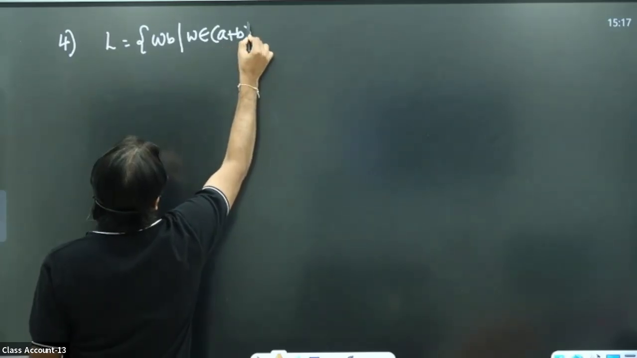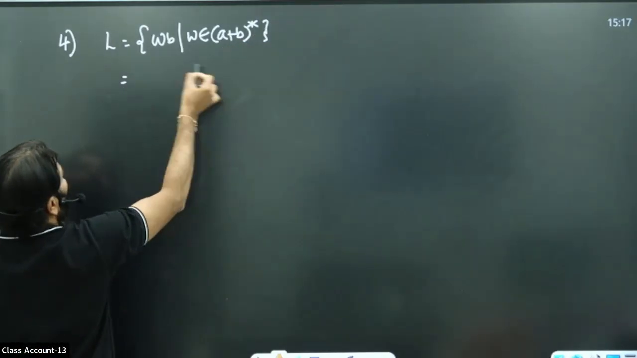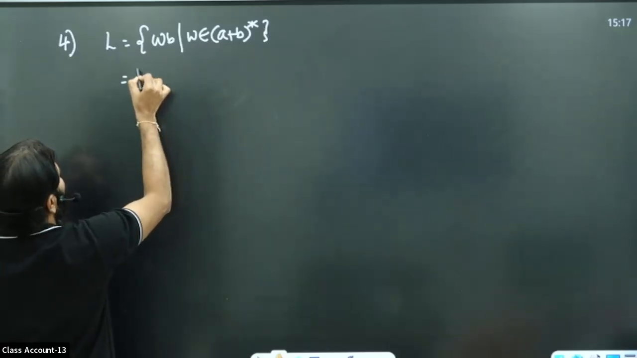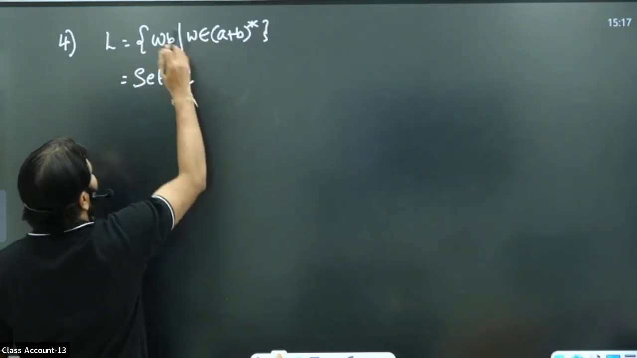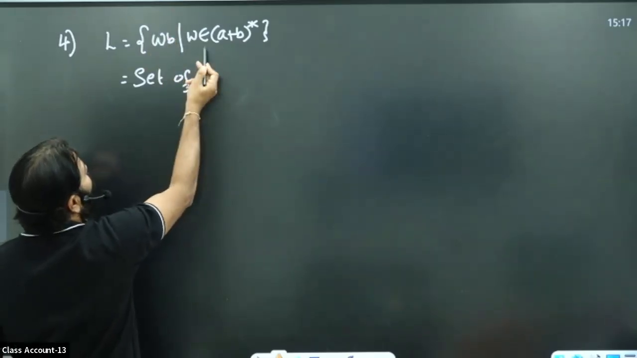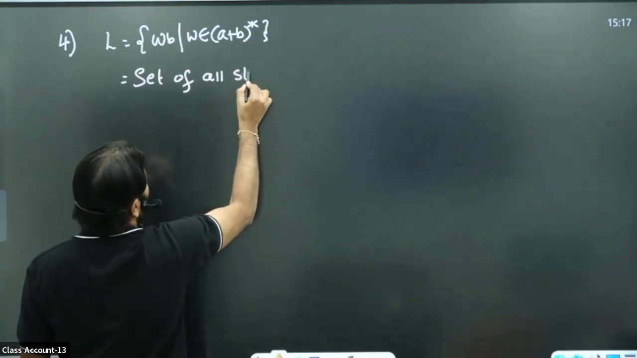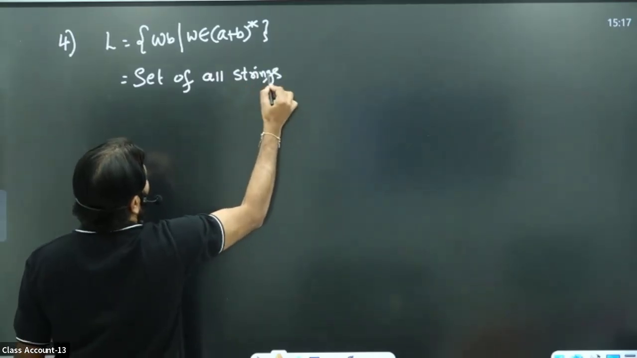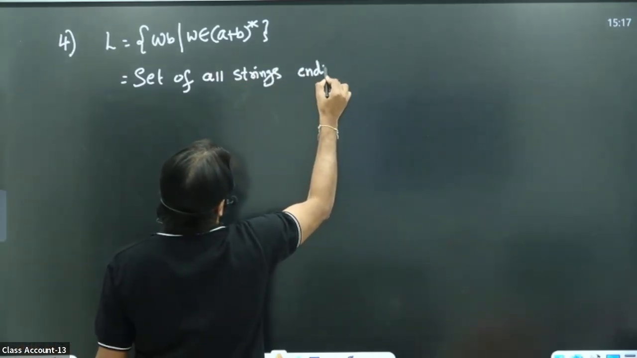This is the language name. What is the language name? How do you call this language? It is a set because you have a bracket. It is a set of what strings you have here. W means anything followed by B. So set of all strings which end with B. Set of all strings ending with B.